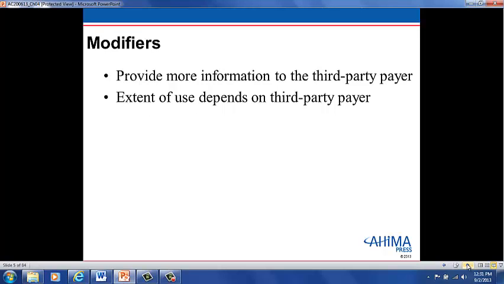Again, modifiers provide more information to the third-party payers. Some payers limit the use of modifiers and offer guidance in the use of modifiers.